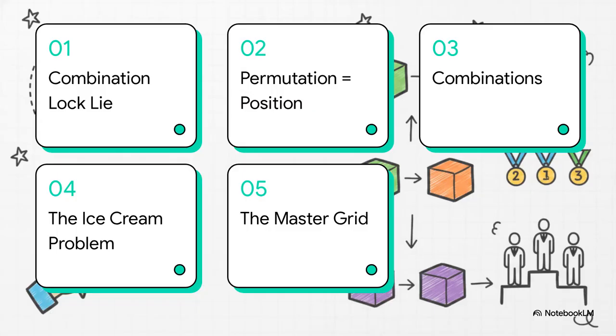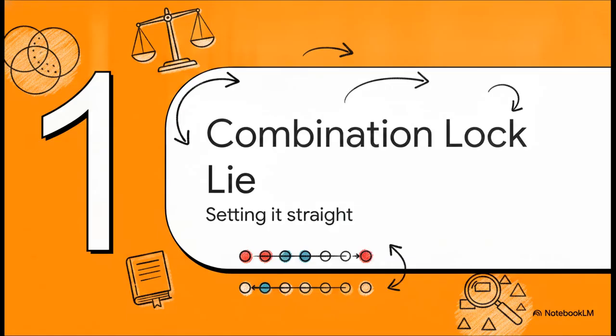So, here's our quick roadmap for today. 1. The combination lock lie. 2. Permutations where position matters. 3. Combinations. 4. The ice cream problem. And 5. The master grid. All right, let's jump straight into section 1, the combination lock lie.